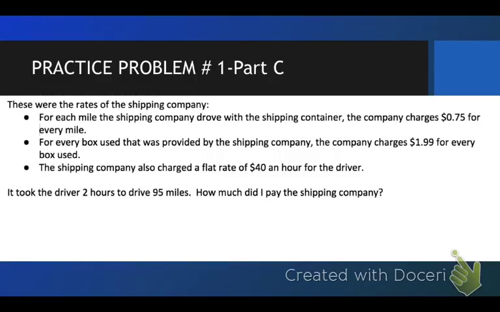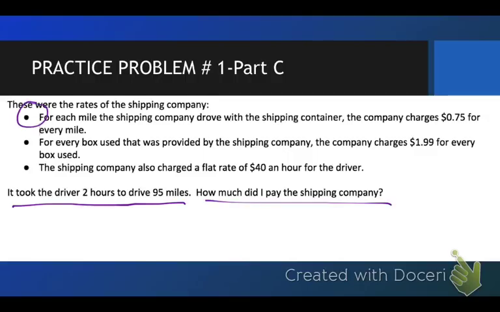So not only did I have to figure out how many boxes and stuff, but the shipping company is charging me. So for every mile the shipping company drove with the shipping container, the company charges 75 cents for every mile. So that means 75 cents for every mile. Okay, so we know that. So for every box used that was provided by the shipping company, the company charges $1.99. All right, and the shipping company also charges a flat rate of $40 an hour for the driver. So let's look at this. It says if it took the driver 2 hours to drive 95 miles, how much did I pay the shipping company?